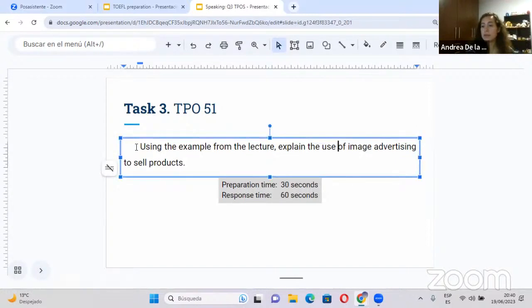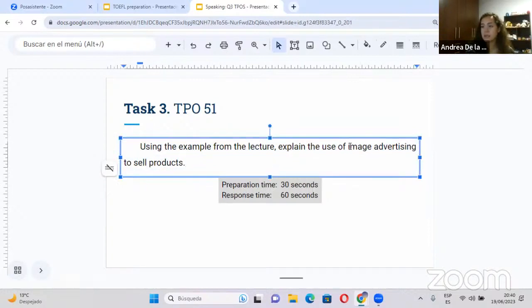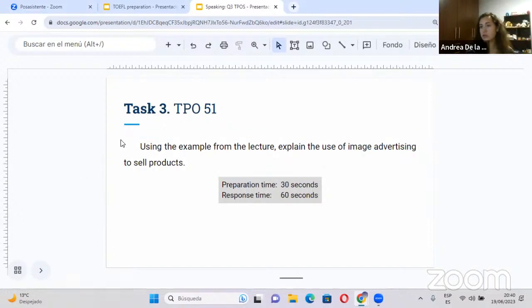Maybe in this case, you could just say, according to the text, they talk about image advertising, which is illustrated in the lecture with the example of Big Bear company. I don't know. So depending on the context, right? But it was really well done, Tatiana. Thanks.